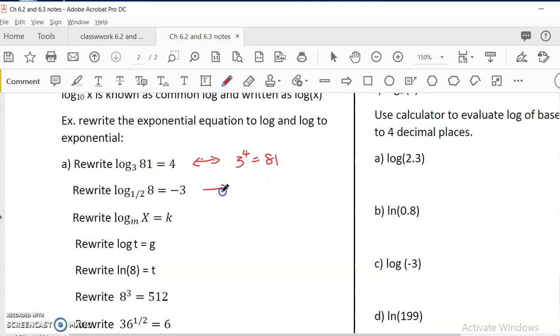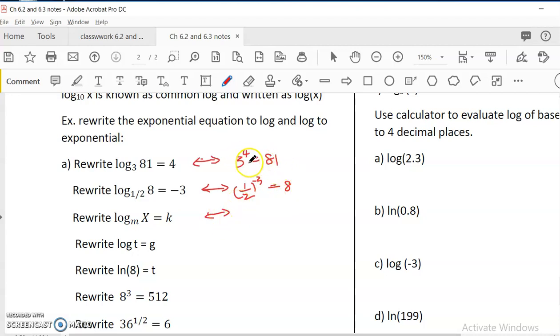Okay. So another one is the base is 1/2. Your input is 8. Your output is -3. So you will say 2 to the power -3 is equal to 8. Okay. They are equivalent expressions, but just written in different ways.